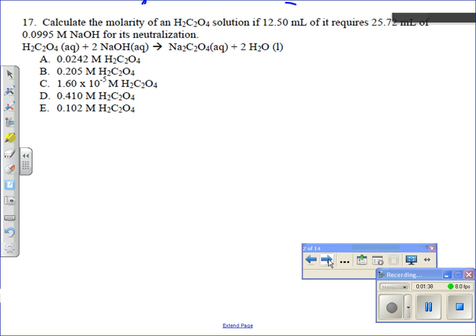17. Molarity of H2C2O4 solution. If you read this, this is a hard problem actually. It combines a couple of different things. It talks about having 25.72 milliliters of molarity. You see the molarity is going to be a conversion factor as soon as I see that. And they give you milliliters here. This was a challenge problem. I wanted to see what you would do with it. This is a difficult problem.